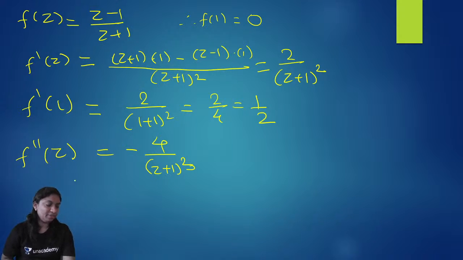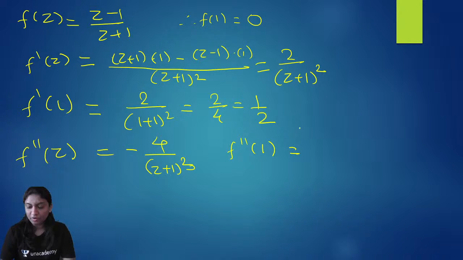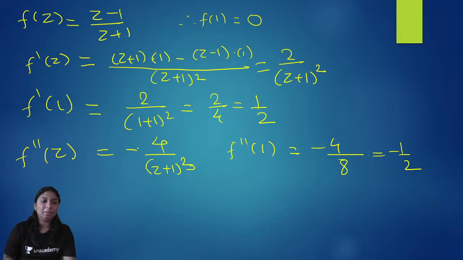Now calculate f double dash of 1. We will get f double dash of 1 is equal to minus 4 upon, put z equal to 1, 1 plus 1 is 2, 2 cube is 8. Minus 4 by 8, that is minus 1 by 2. So f double dash of 1 is equal to minus 1 by 2.